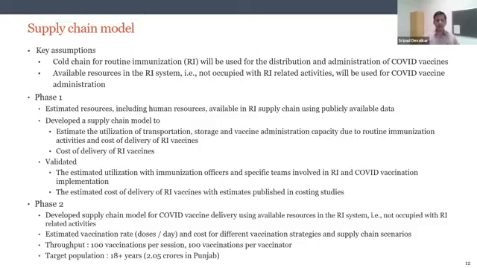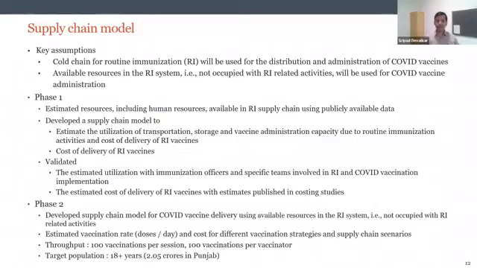Moreover, what the government had stated was that the essential routine immunization activities, which is the actual vaccination sessions that need to be conducted to make sure children and mothers get the required vaccines on time, will continue to happen in parallel while the COVID vaccination is going on. And therefore, some of these resources will be utilized for routine immunization as well, and may not be available all the time for delivering COVID vaccines. And therefore, when thinking about the availability of resources for COVID vaccine delivery, one has to account for this utilization for essential routine immunization activities.